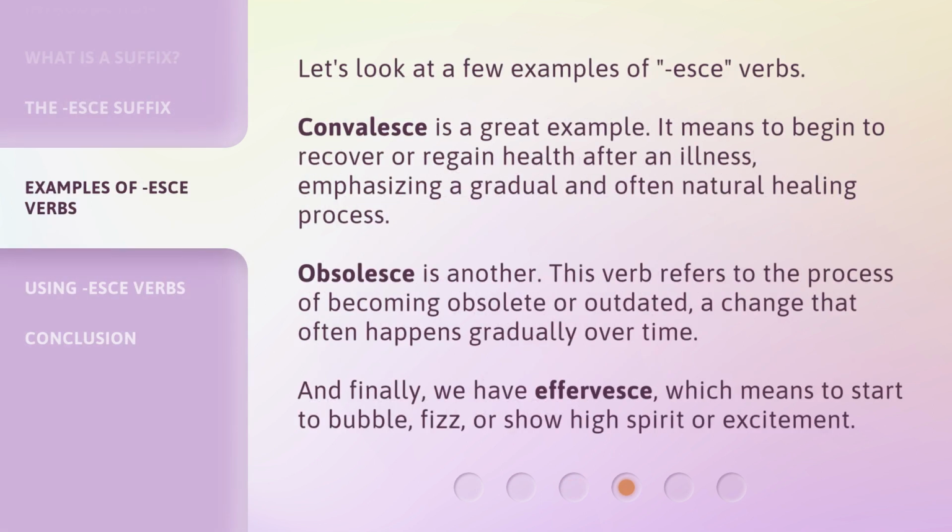Let's look at a few examples of esce verbs. Convalesce is a great example. It means to begin to recover or regain health after an illness, emphasizing a gradual and often natural healing process. Obsolesce is another. This verb refers to the process of becoming obsolete or outdated, a change that often happens gradually over time. And finally, we have effervesce, which means to start to bubble, fizz, or show high spirit or excitement.